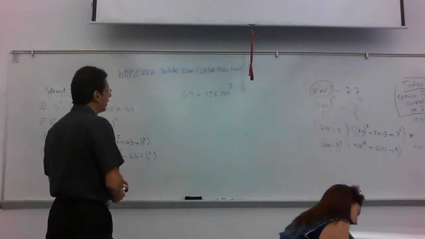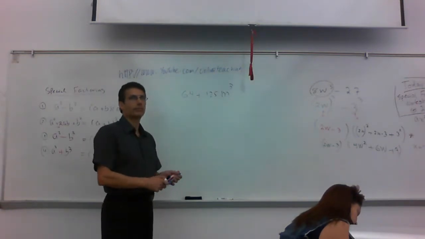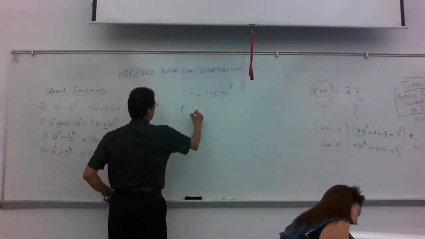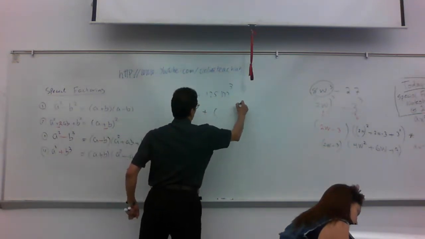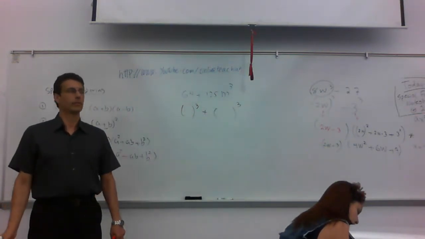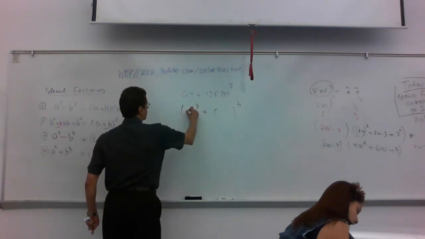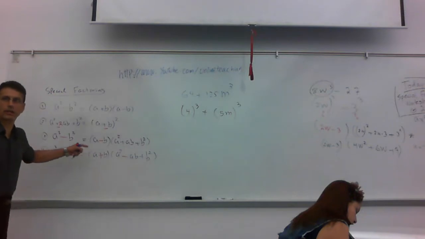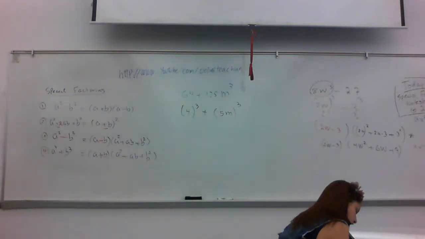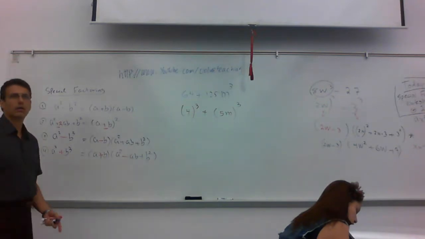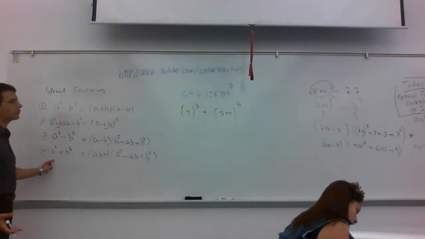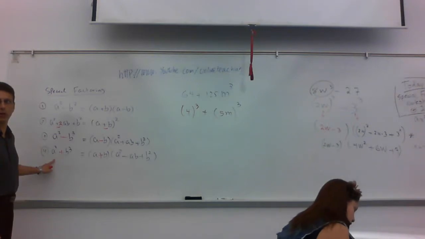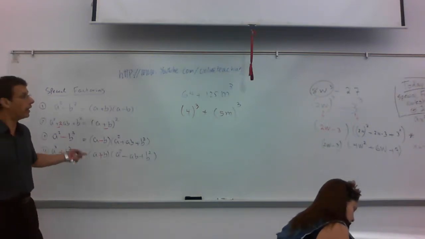In any event, what does this look like? This looks like something cubed plus some other thing cubed, right? 4 cubed. This is 4, and this is what? 5m. So all you have to do is look at the patterns. Which one does it look like? First, second, third, fourth. The fourth one. So just copy it into the fourth one. Wherever you see A, you put 4. For B, you put 5m. Go ahead and do that.